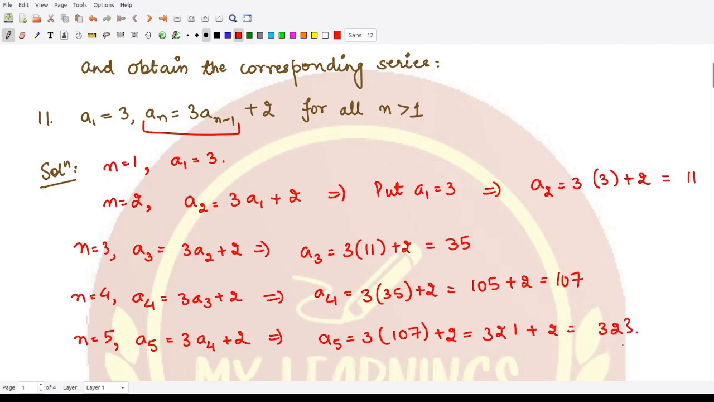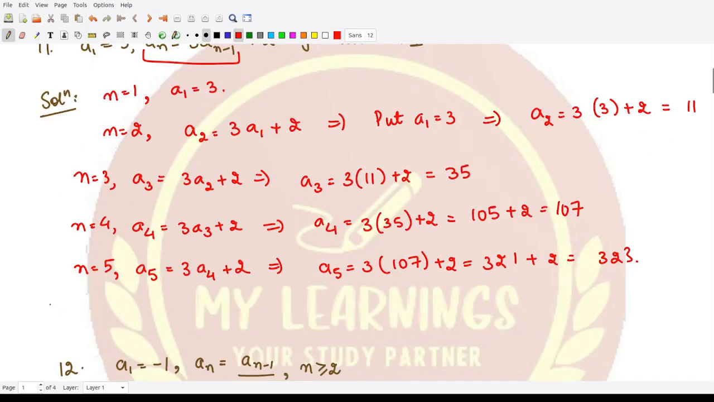So now here in the question, the first 5 terms of the sequence are: the first term you know is 3, the second term is 11, right? The third term is 35, so we have 35 here. Next term is 107, and the next term is 323.